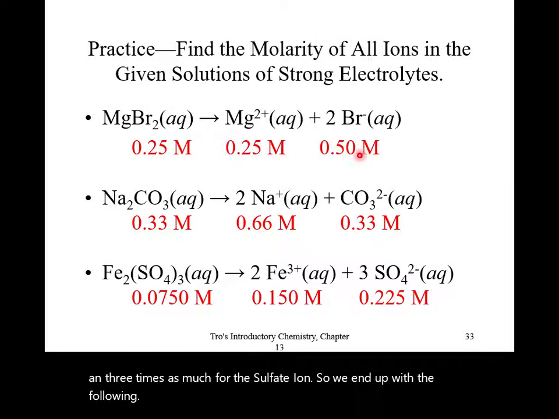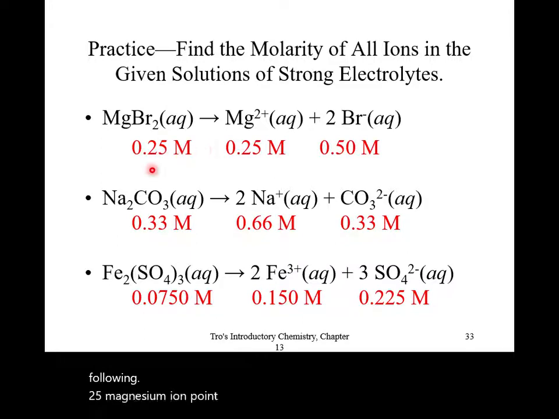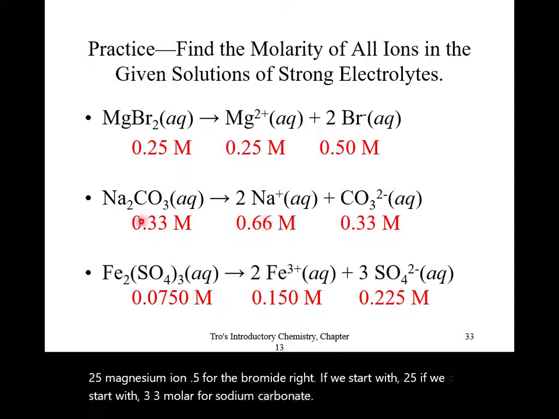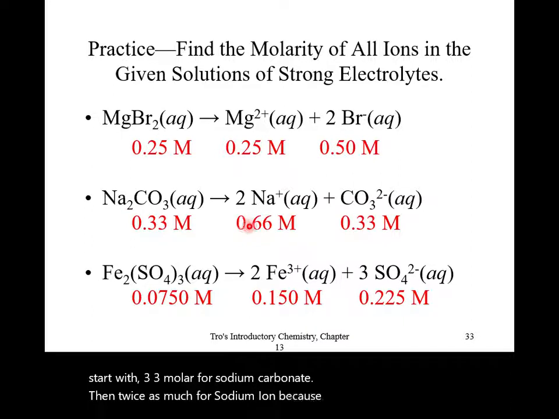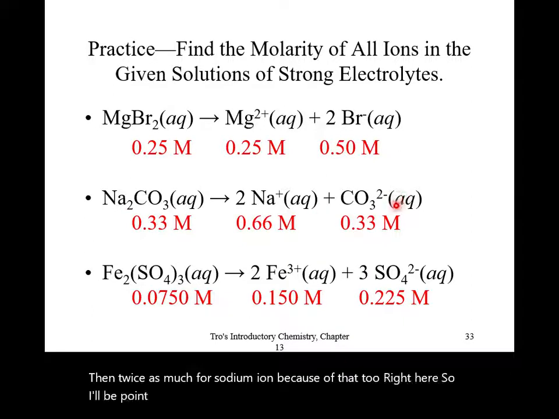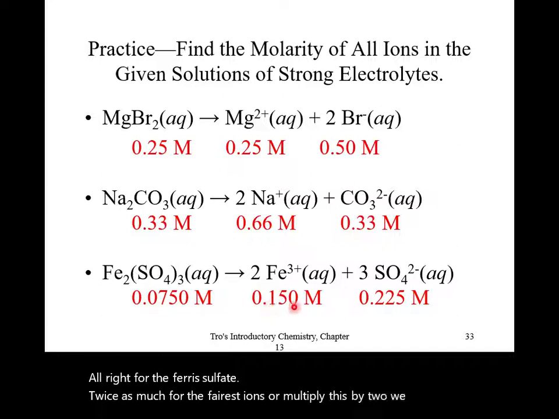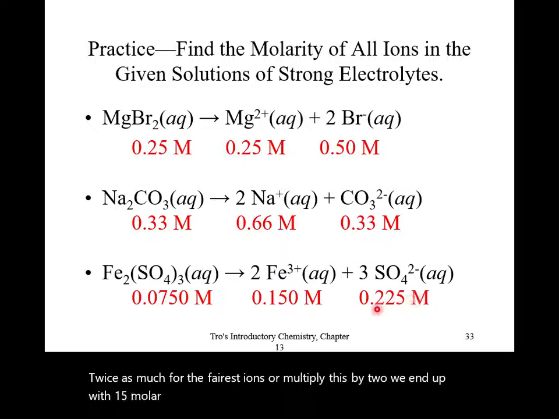0.25 magnesium ion, 0.5 for the bromide, right? If we start with 0.25. If we start with 0.33 molar for sodium carbonate, then twice as much for sodium ion because of that 2 right here. So it'll be 0.66, and carbonate will stay the same. All right, for the ferrous sulfate, twice as much for the ferrous ion, so we'll multiply this by 2. We end up with 0.15 molar, and 3 times as much for the sulfate. That'll be 0.225 molar.